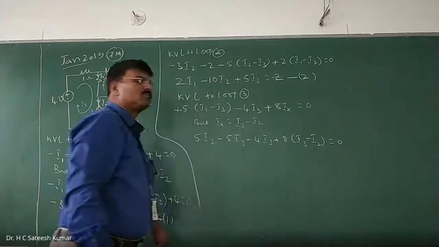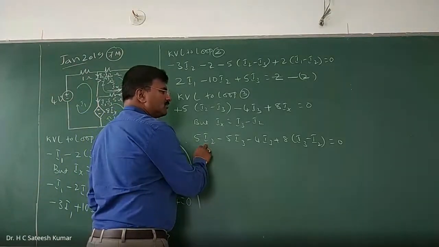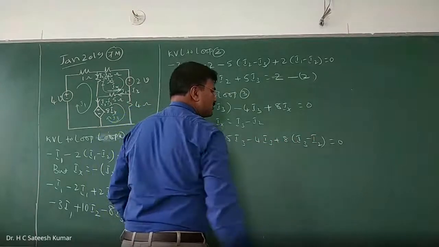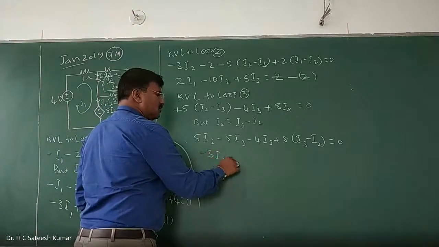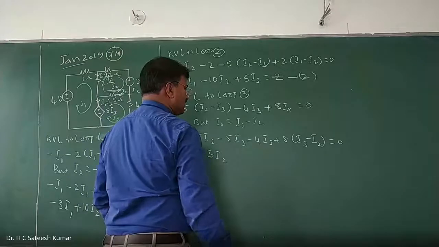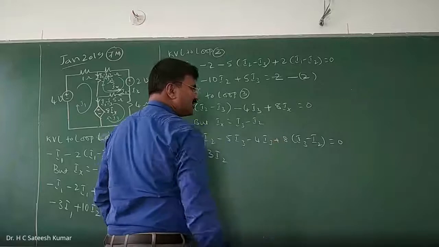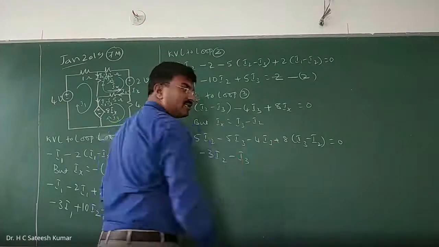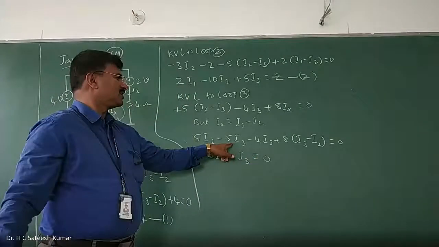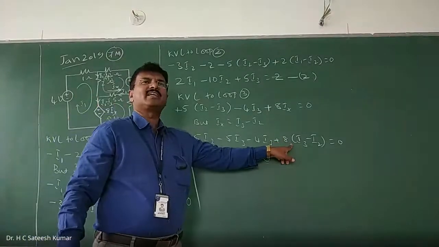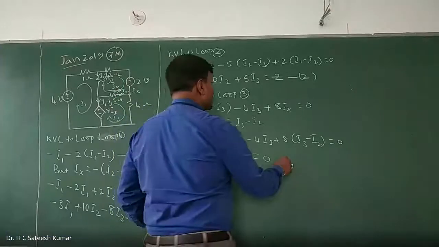Now group the I1, I2 and I3 currents. So what will you get? I1, we don't have any coefficient. 5I2 minus 8I2, minus 3I2. Minus 5I3 minus 4I3, minus 9I3 plus 8I3, so minus I3 is equal to 0. Correct now? Call this as equation number 3.